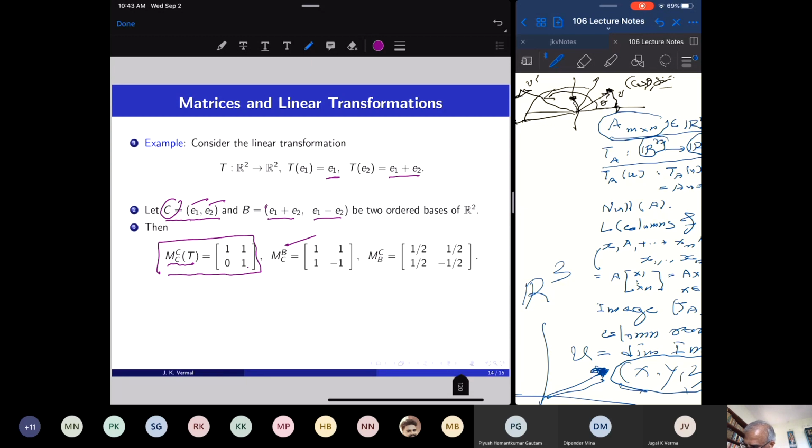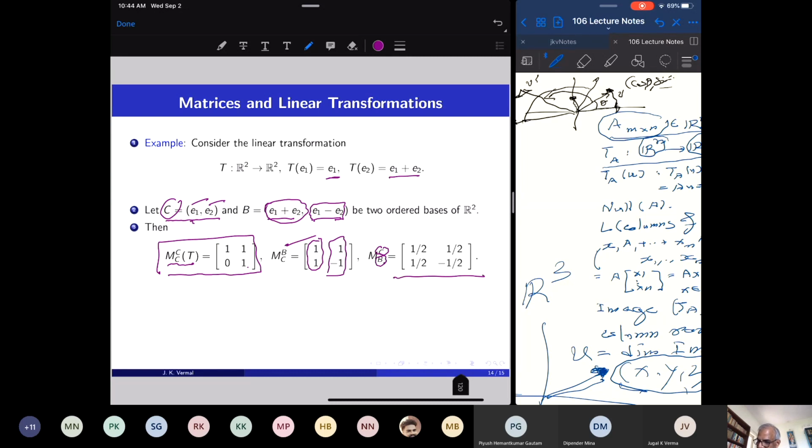If I write E1 plus E2 as a linear combination of E1 and E2, it is 1, 1. This is the coordinate vector of E1 plus E2. The coordinate vector of E1 minus E2 with respect to the standard basis is just 1, minus 1. So this is the transition matrix from B to C. For the transition matrix from C to B, I take vectors in C and write them as linear combinations of vectors in B. So I will get this matrix.